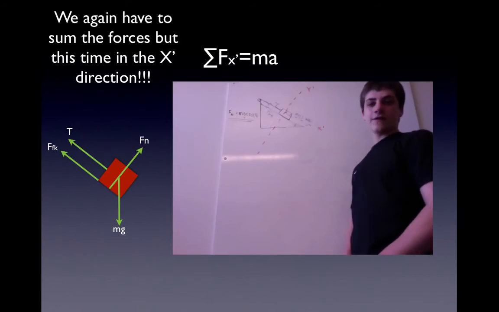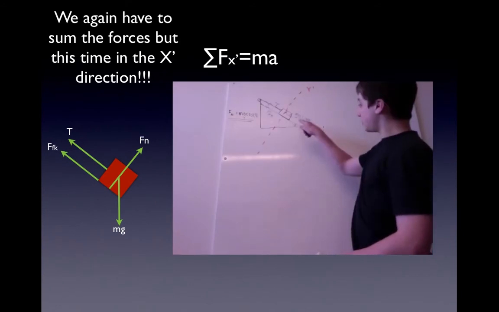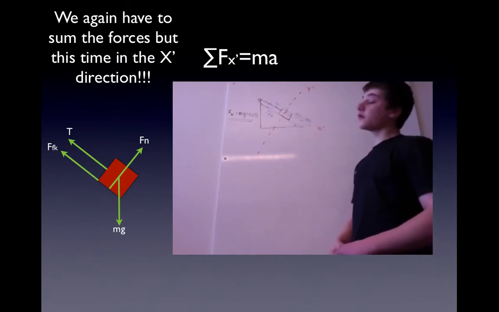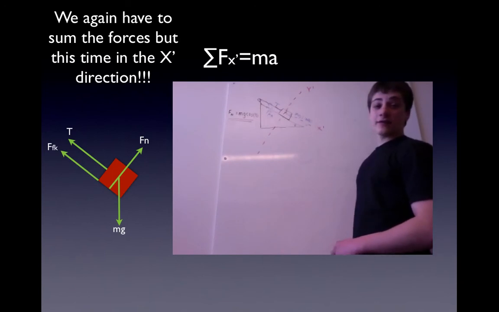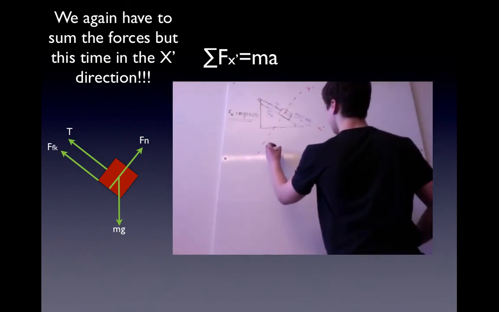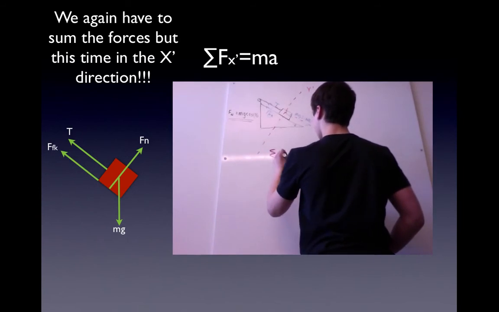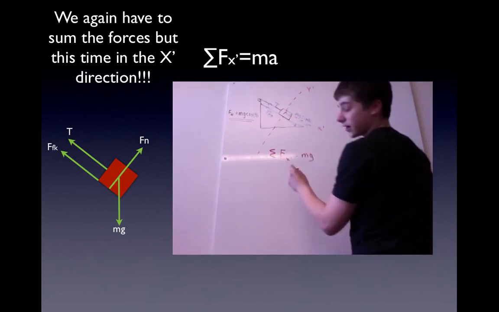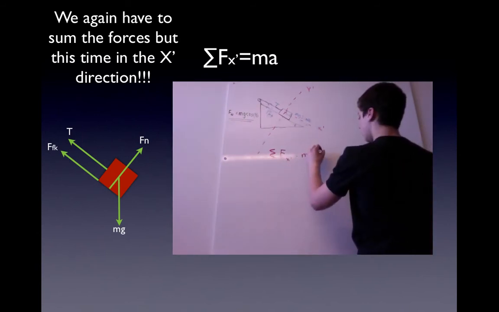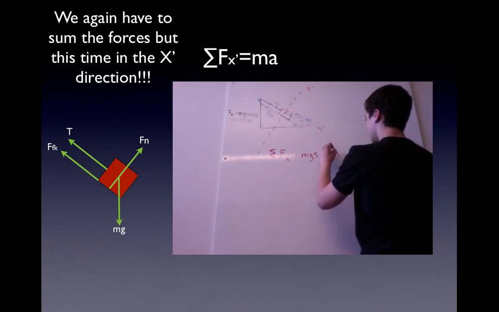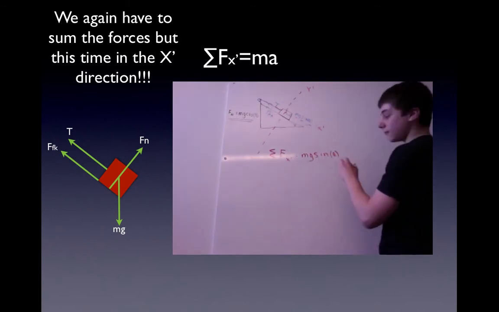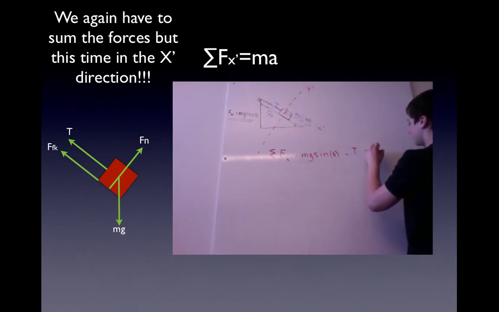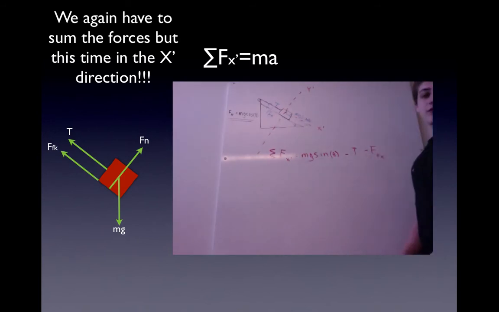Our next step is to sum the forces in the x prime direction. We know that mg sine theta is acting in the positive x prime direction, while tension and the force of kinetic friction are acting in the negative x prime direction. So summing forces, we get mg sine theta minus tension minus force of kinetic friction, and we're going to set that equal to ma.